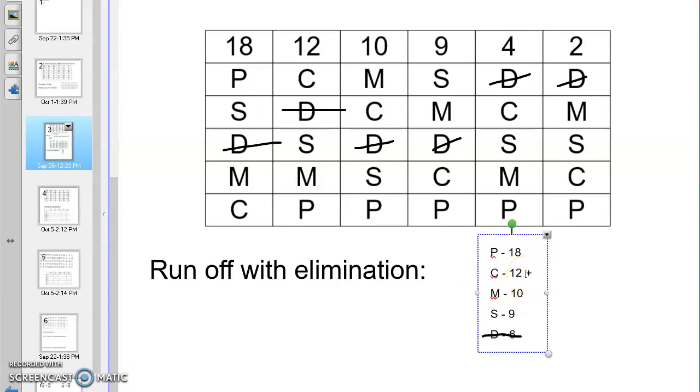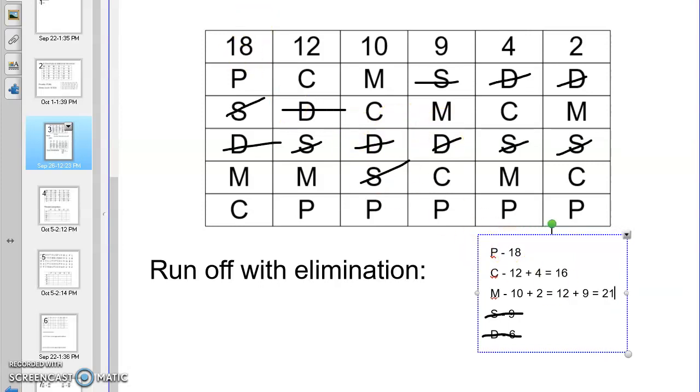C gets 4 votes, and M gets 2 votes. So now C is at 16, M is at 12. So now I get rid of the S, because S has the fewest first place votes. Okay. So now those 9 votes that get taken from S, they go to M. So now M is at 21.